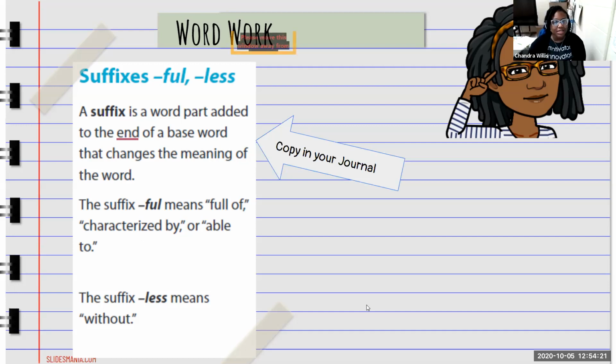Make sure you're writing this down, scholars. A suffix is a word part added to the end of a base word that changes its meaning. I'm sorry, I said prefix, it's the suffix. The suffix full means full of, characterized by, or able to. The suffix less means without.